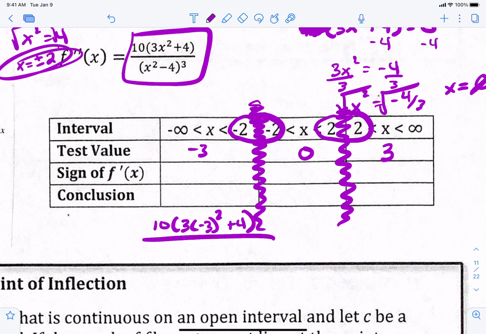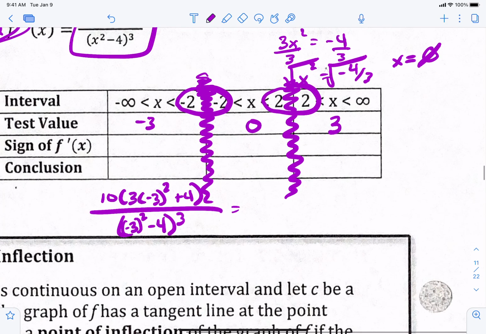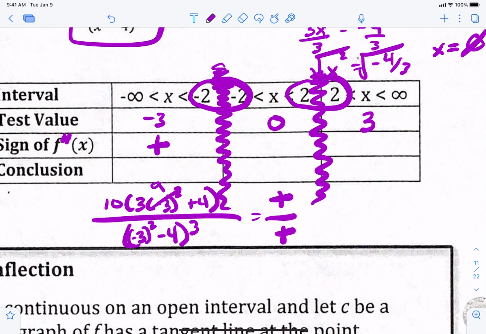I can already see what's going to happen on that top one. On the bottom, (-3) squared minus 4 to the third power. On the top, (-3) squared is 9, 9 times 3 is 27, plus 4. That's positive, times 10 is another positive number. Is the bottom going to be positive or negative? Positive also. We don't care what the number is, so save time. It's going to be positive. By the way, there's a typo here also if you want to fix that one. It's a double prime.